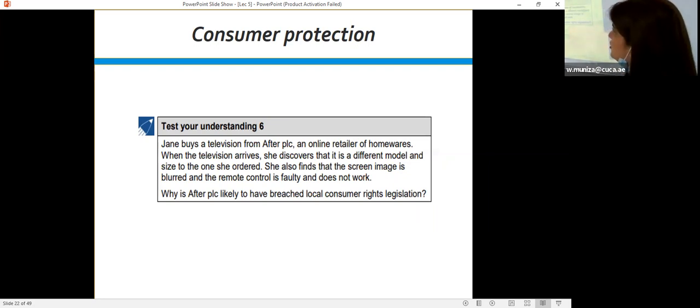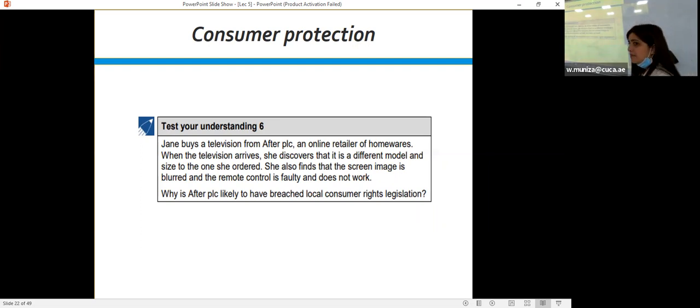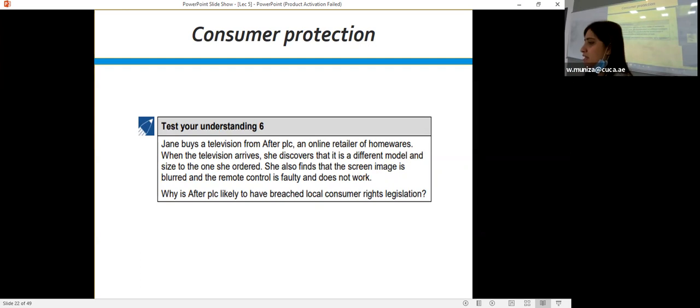Jane buys a television from After Public Limited Company, an online retailer of homewares. When the television arrives, she discovers that it is a different model and size to the one she ordered. She also finds that the screen image is blurred and the remote control is faulty and does not work. So the company After Public Limited has sold this television to Jane, and it seems that After Public Limited Company has breached some consumer protection rights.